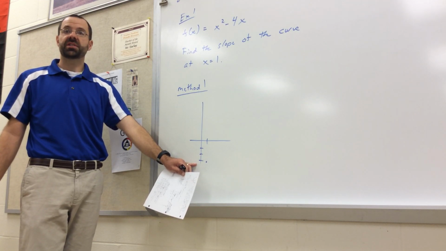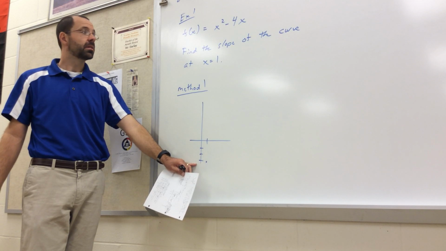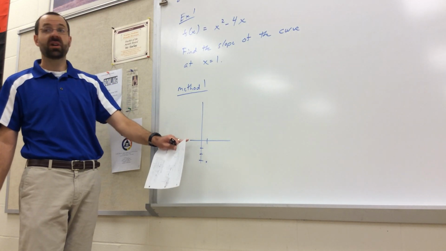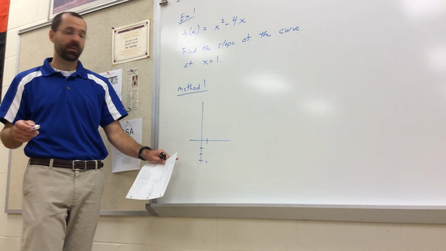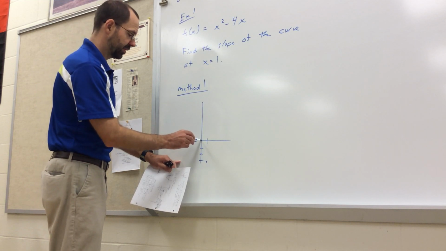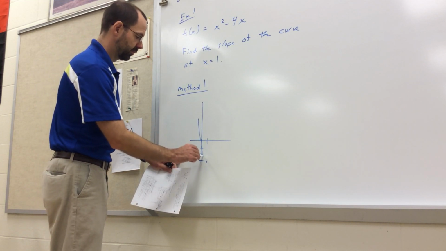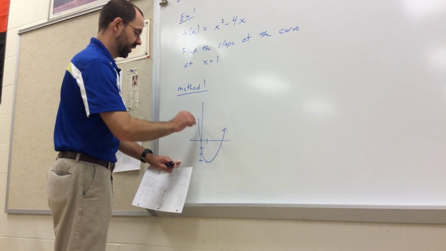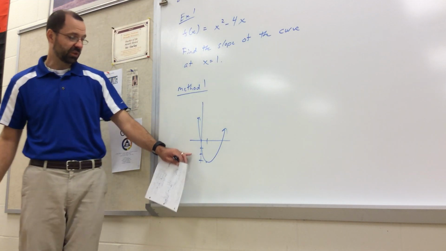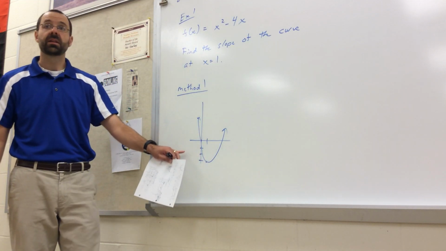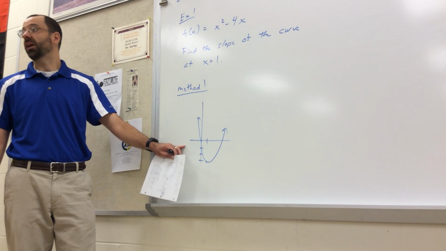And we also know that it's a parabola. And since the x squared is positive, we know it's a parabola pointing up. So it probably looks something like this. It goes through the point (1, -3), and it's a parabola pointing up.